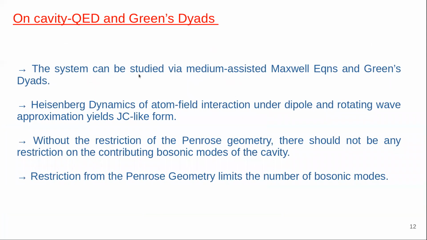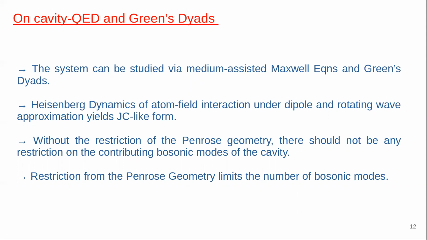Now, what we can do is we can just cast the equations for our system and solve them, but we have to be careful. So normally we can use the medium-assisted Maxwell equations, the Green dyadics, and since we are interested in the quantum walk problem, we need to use Heisenberg dynamics for the atom-field interaction, and we can surely use dipole and rotating wave approximations. So we will end up with Jaynes-Cummings type equations.